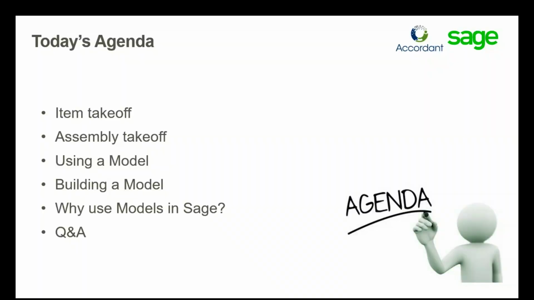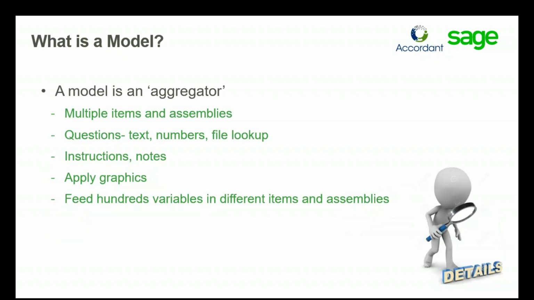What we're going to do in our presentation today is quickly do an item takeoff and an assembly takeoff. Then we're going to show you how to use a model in Sage estimating. In just a minute, we're going to talk about what a model is and how it can be beneficial to your organization. We're also going to show you how to quickly put one together and talk about why we should use models in Sage. And then at the end, we'll have some time for questions and answers.